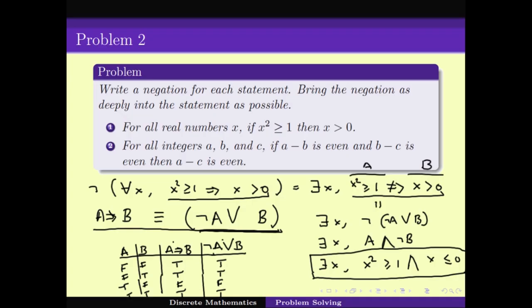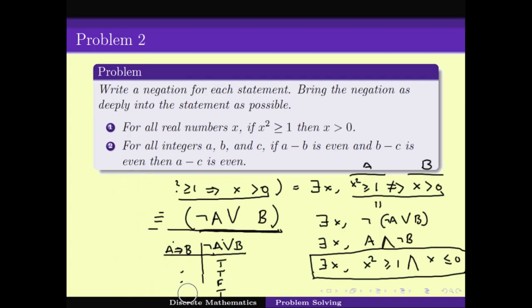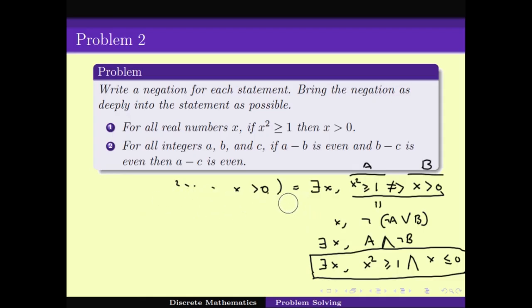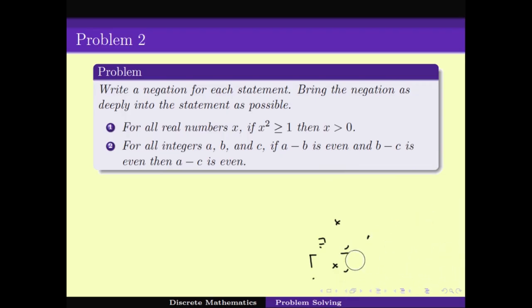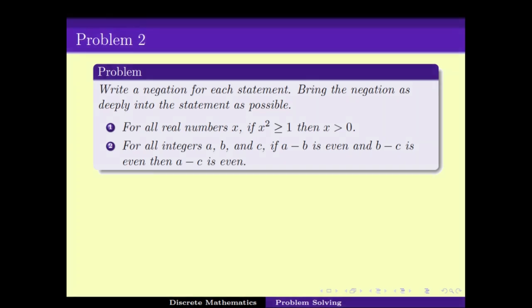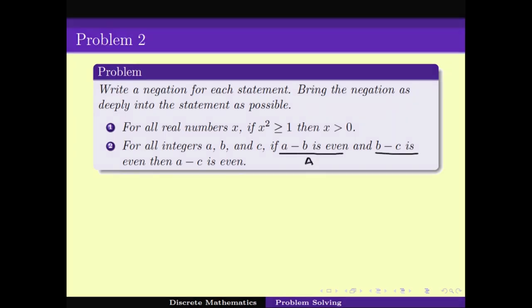Now let's go to the second one. The second one says, for all integers a, b and c, if a minus b is even and b minus c is even, then a minus c is even. Let's apply the same rule this time. Here, of course, we have two parts, A and B, implies C.